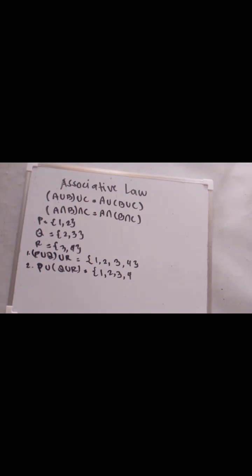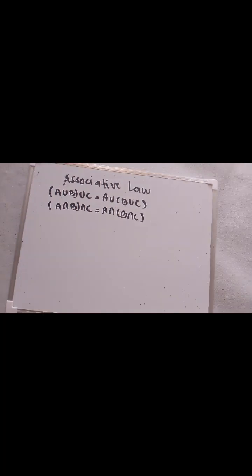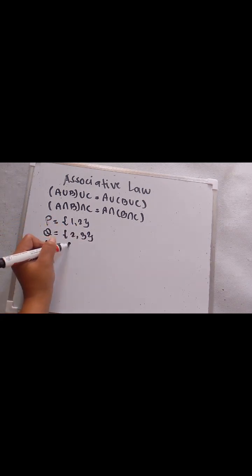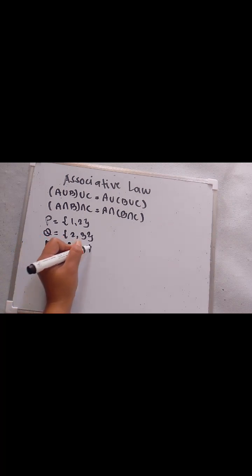Both sides give the set of 1, 2, 3, and 4. Both expressions result in the same set. The set union operation is associative, so grouping doesn't matter. The same happens with intersection. Again, grouping does not matter. Intersection works the same way. The grouping of sets does not change the results.